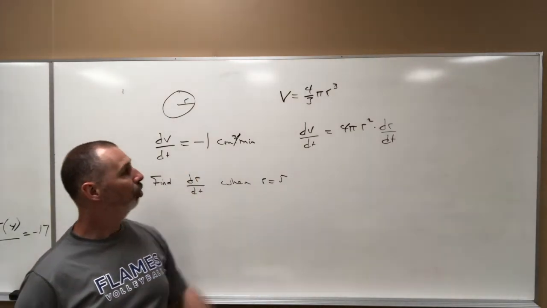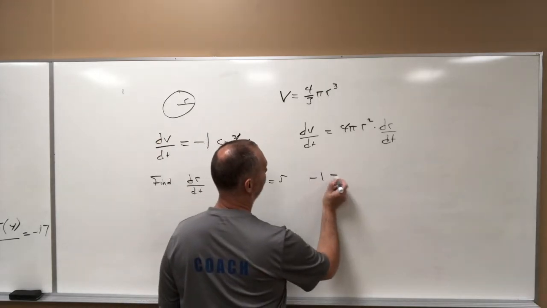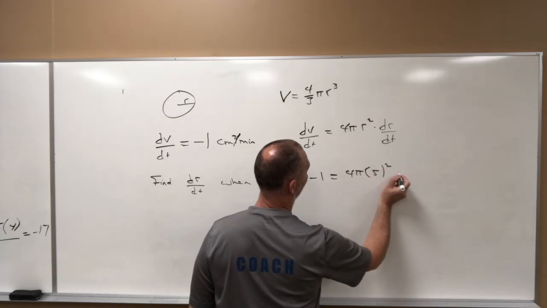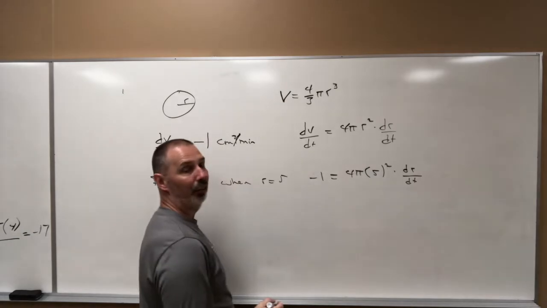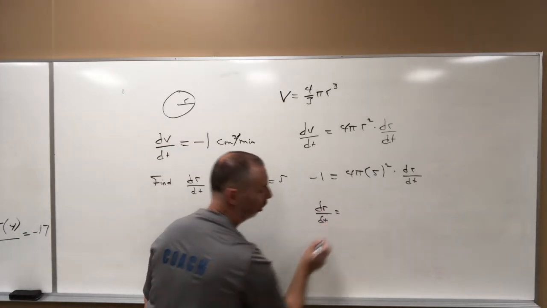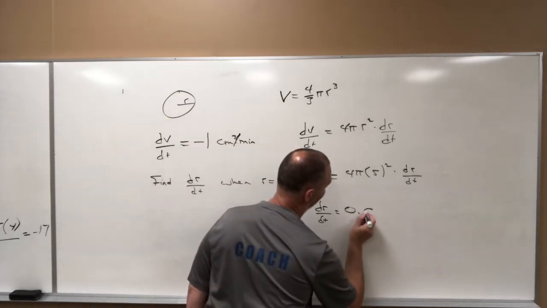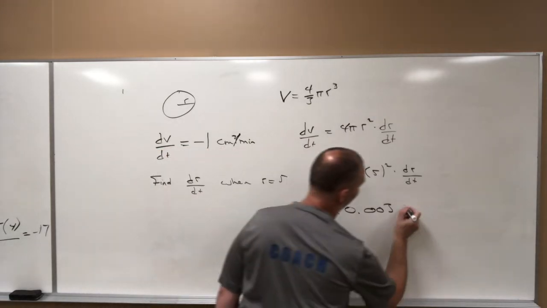All right, now we're ready to solve it. We have this information, we have our formula, so we're going to go -1 equals 4 pi times 5 squared times dr/dt, and if we solve for dr/dt, we will get 0.003 centimeters per minute.